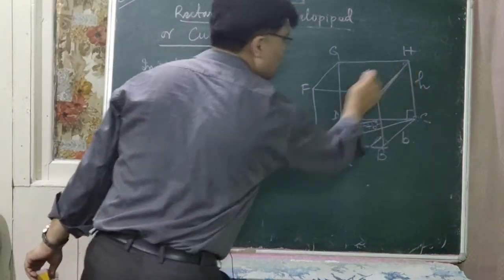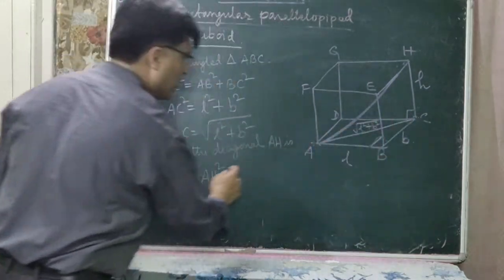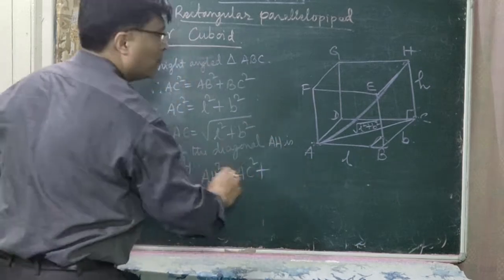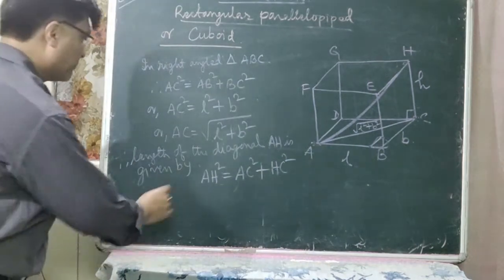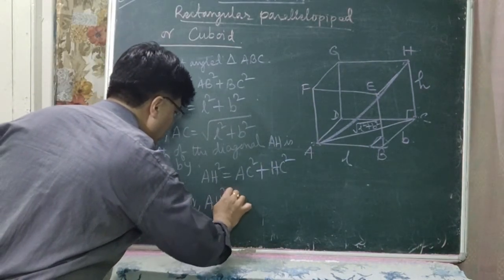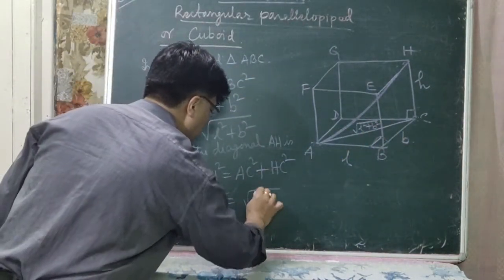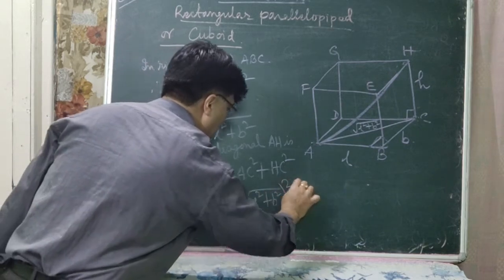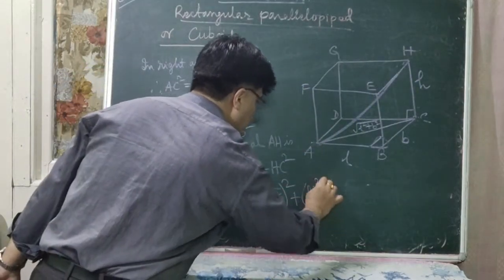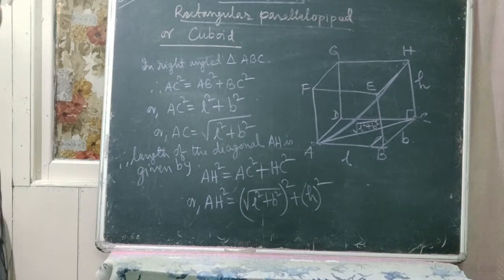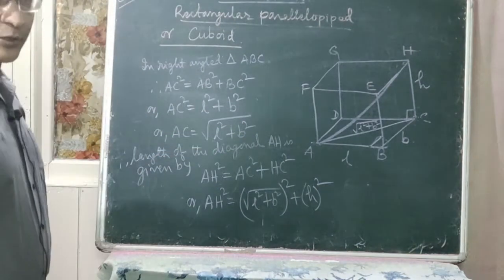Here also you can use the Pythagoras theorem, that is AH square, that is your hypotenuse whole square, is equal to this base square, that is AC square, plus HC square. So AH square is equal to AC whole square, that is root over L square plus B square whole square, plus HC whole square, that is your small h whole square. Is that clear now? So I think you have understood this figure, so you can draw this figure also, okay?